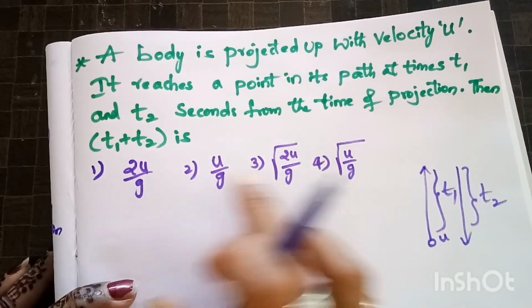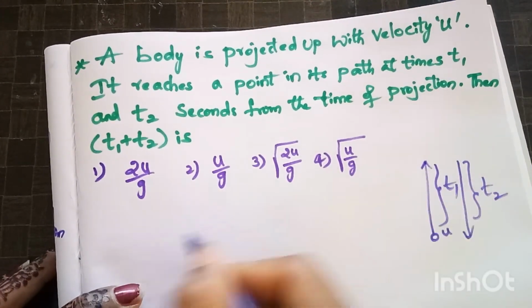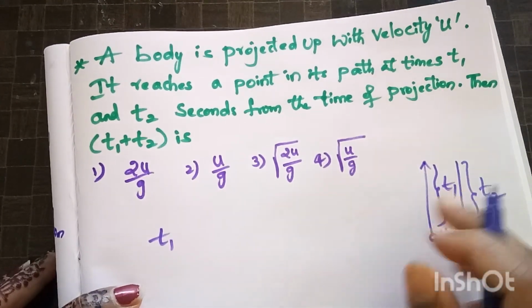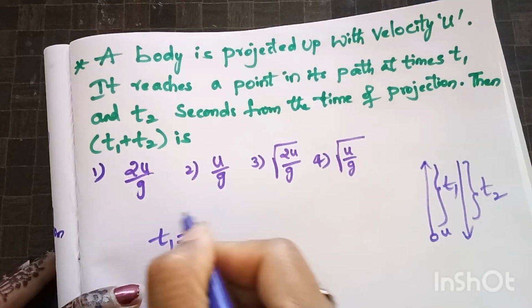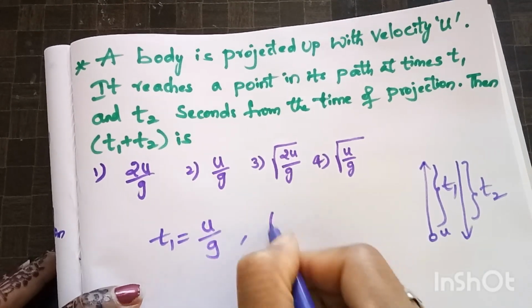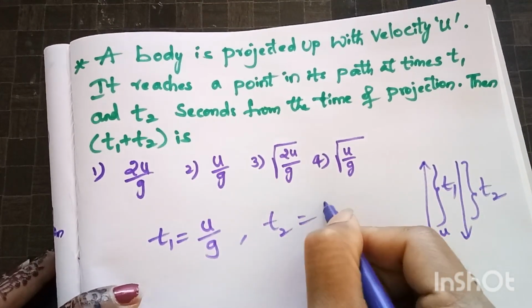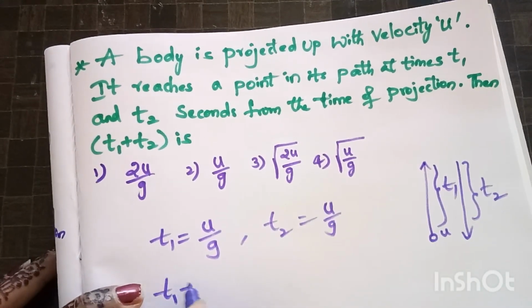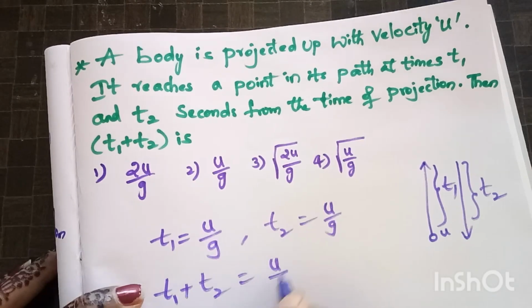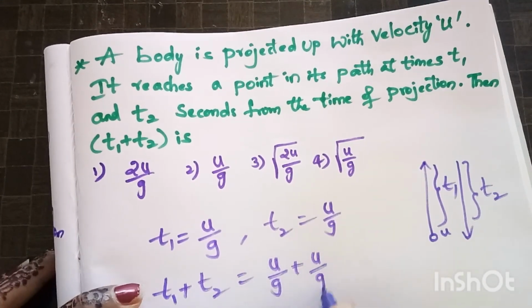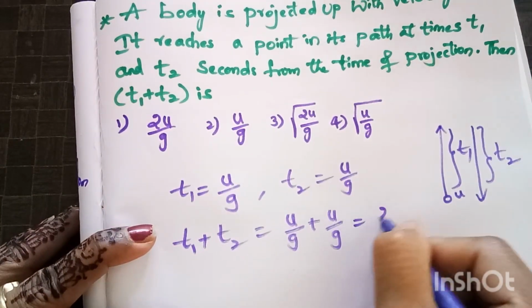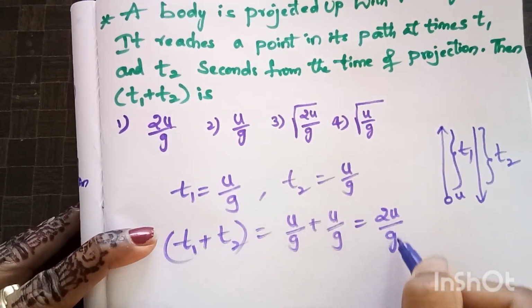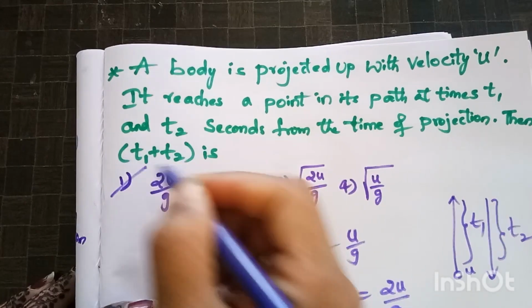As you all know, for upward motion, for the first time t1 it will be the time of ascent, u by g, and for the time t2, the time of descent, u by g. They ask us to find t1 plus t2, which is u by g plus u by g. So what we get here is 2u by g. So t1 plus t2 will be 2u by g, so the answer will be 2u by g.